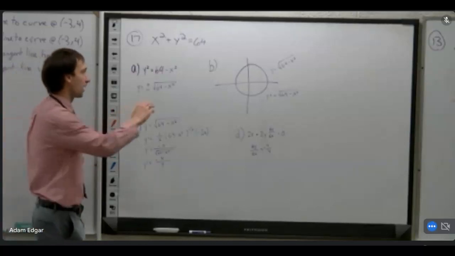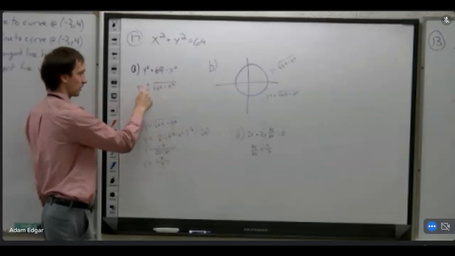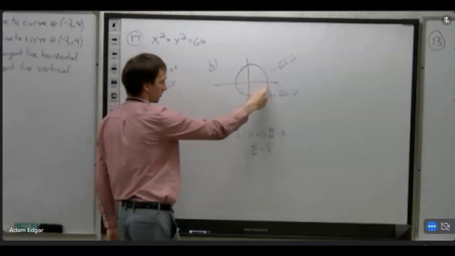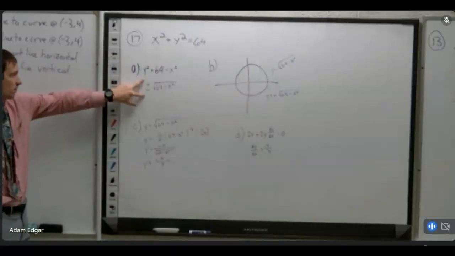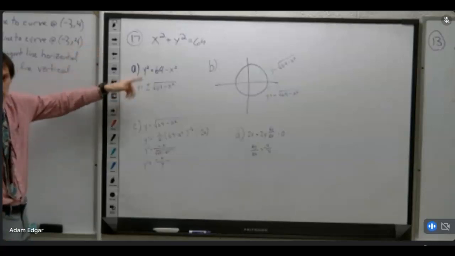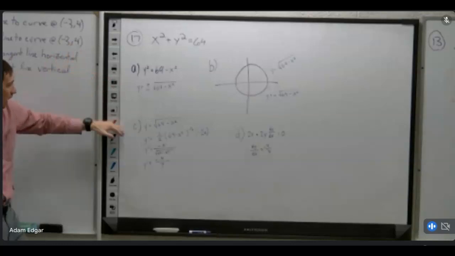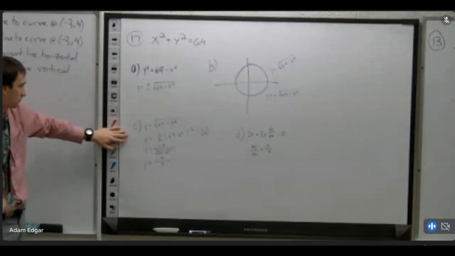And then from the explicit form, we have the plus and the minus because the plus is the top half of the circle and the minus is the bottom half of the circle. And we need the plus or the minus to get both halves of the circle, because either one on its own doesn't do the whole thing. All right, for C, talk to us.